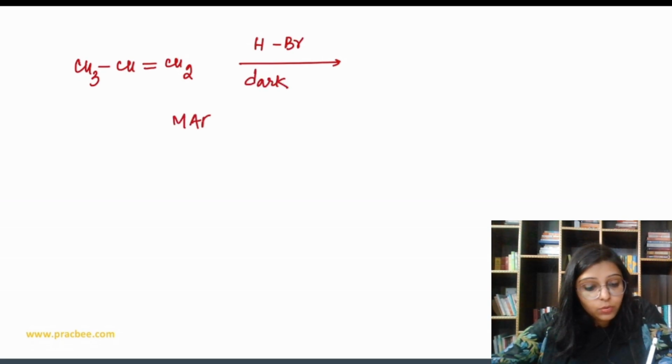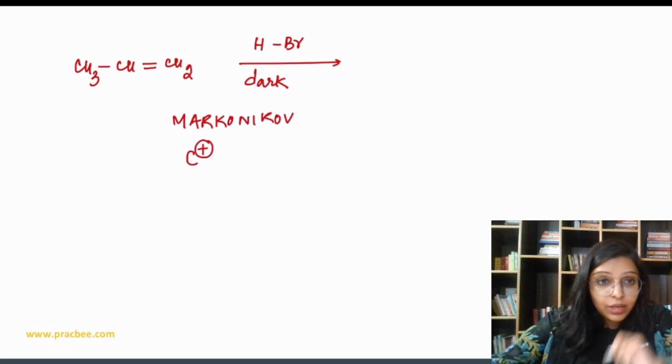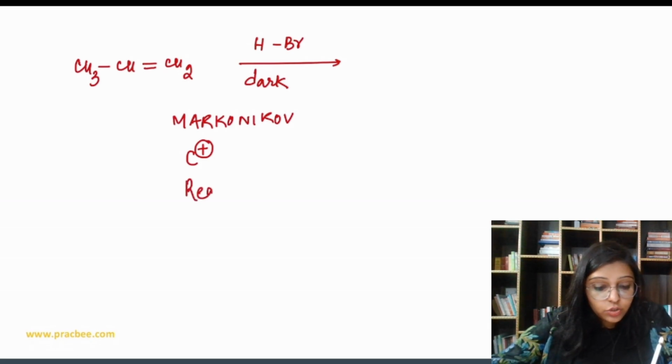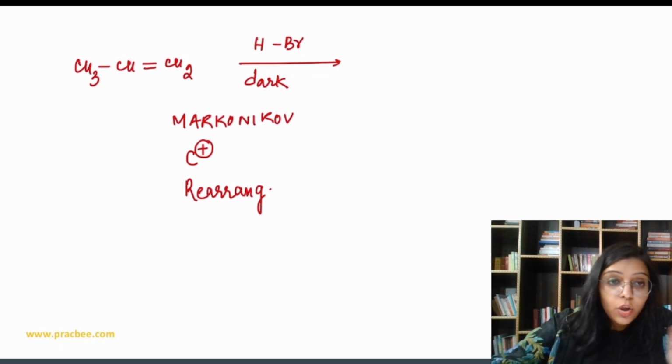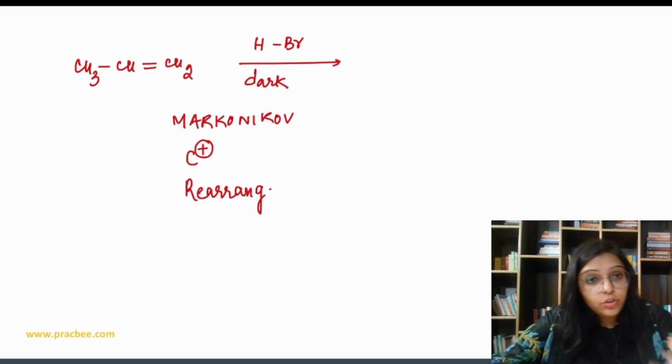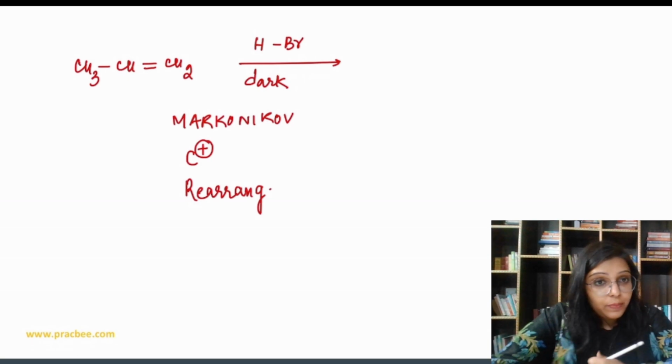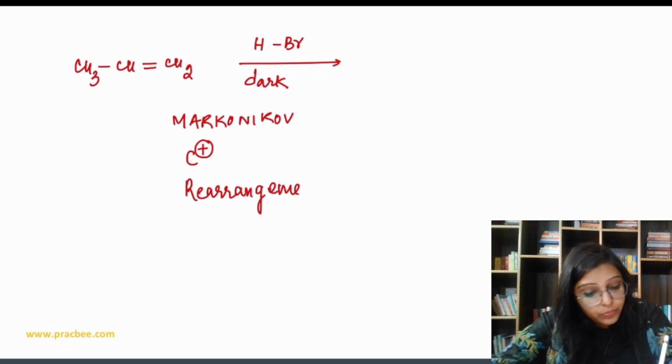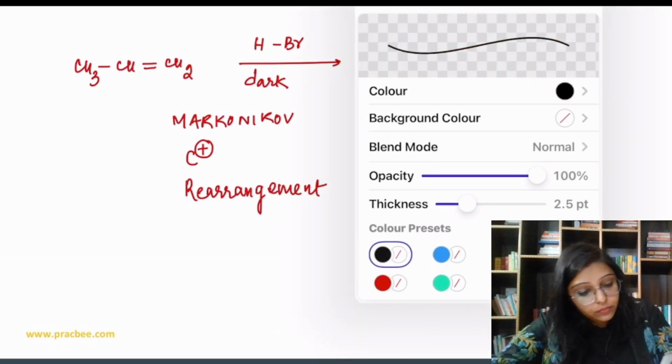We have to do Markovnikov attack. And in the Markovnikov attack, we have to form a carbocation. And if a carbocation is formed, then we can do rearrangement, like hydride shift, methyl shift, phenyl shift, or we can do either ring expansion or ring contraction. So this can also happen, right? So rearrangement.